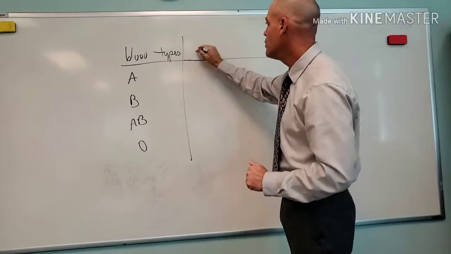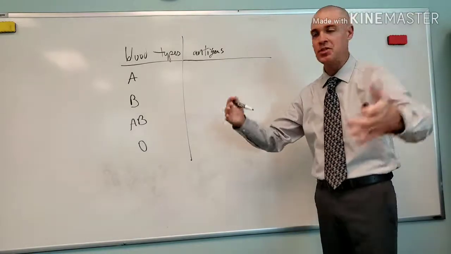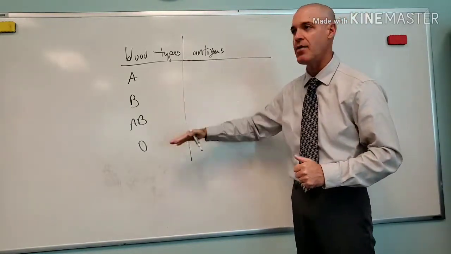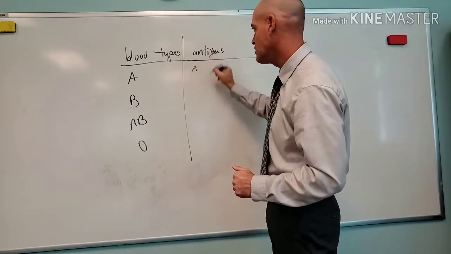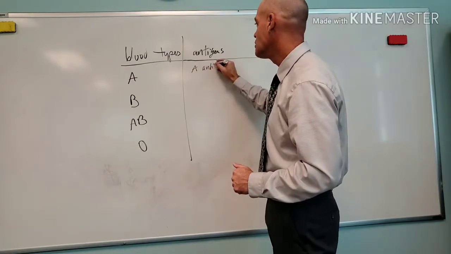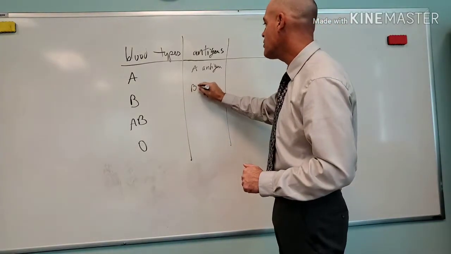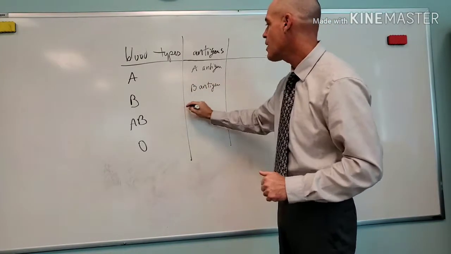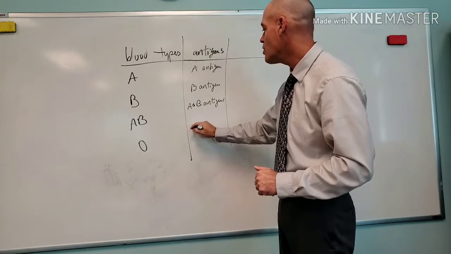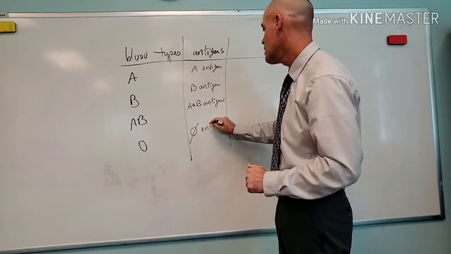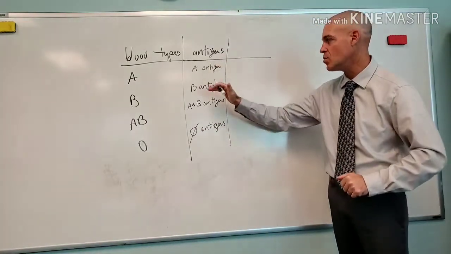So then the question would be, what antigens do these blood types have? Well, if you're a type A, you're going to have the A antigen. I'll write this one out just so we're clear. If you're a type B, you're going to have the B antigen. If you're AB, you have both antigens. And if you're O, you have no antigens. 0 antigens. That's the easiest way to think about it.